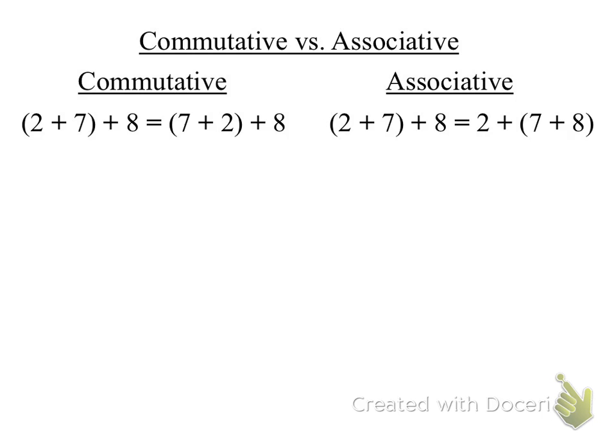Now, why is this associative? Ange? Because they're in a new arrangement, kind of. A new group. Yeah. Okay, new group. In the first one, who's hanging out? 2 and 7. And in the second group, who's hanging out? 7 and 8. So that's why it's associative.